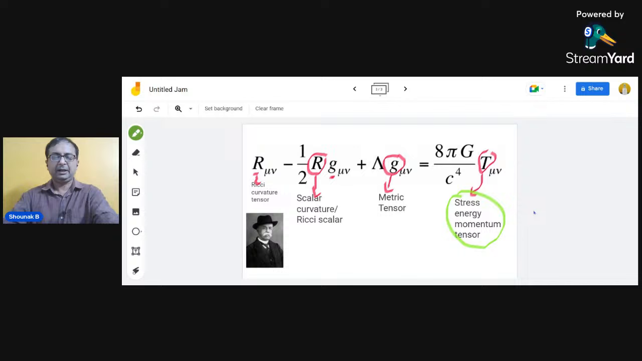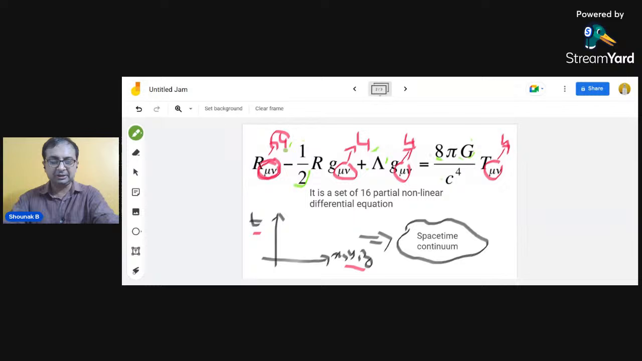Now, coming to the question of why these mu nu are all here: as you understand, all of this measures something. The Ricci curvature tensor measures a kind of curvature. Scalar curvature measures a kind of curvature. The metric tensor also measures something. The stress tensor also measures something. Now, the question is that, as I told you, these all are measurements. And these measurements are what?